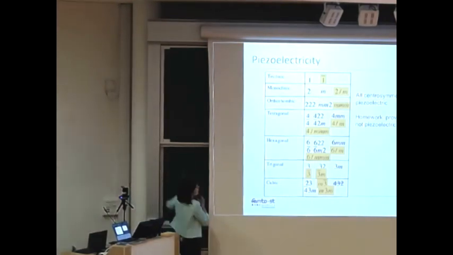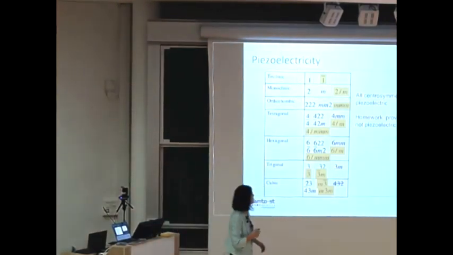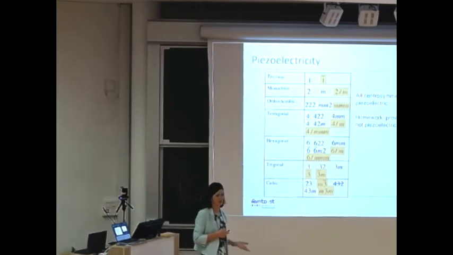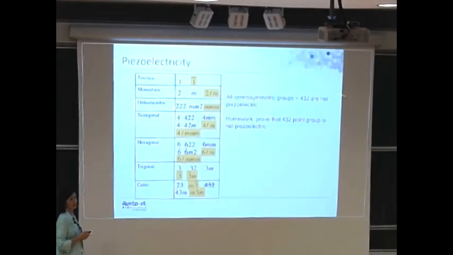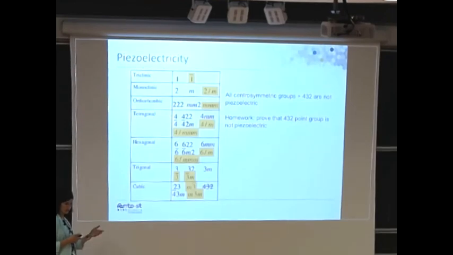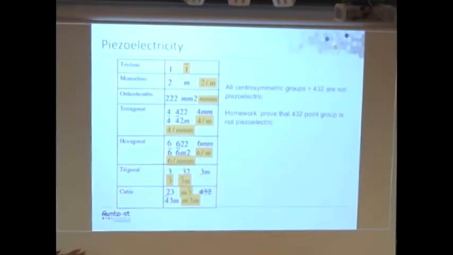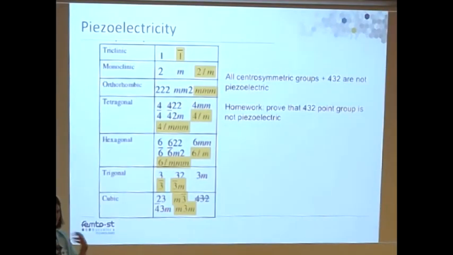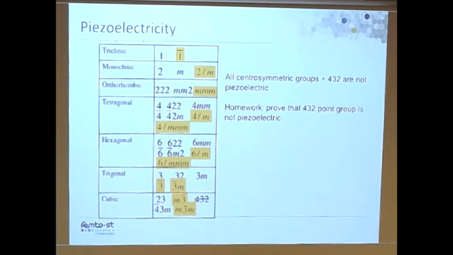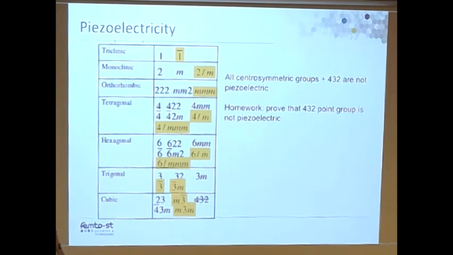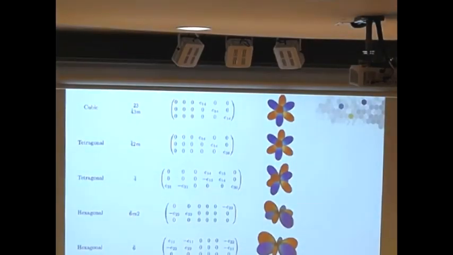Okay, so all the centrosymmetric groups are not piezoelectric. We know which are centrosymmetric, so those are not piezoelectric. And also the group 432 is not piezoelectric. It doesn't have centrosymmetry, but its symmetry is too high. If you apply one constraint after another, finally it will cancel all the constants. So you can try at home. If you want to practice, check 432 with piezoelectricity. You get a bonus tomorrow if you succeed.